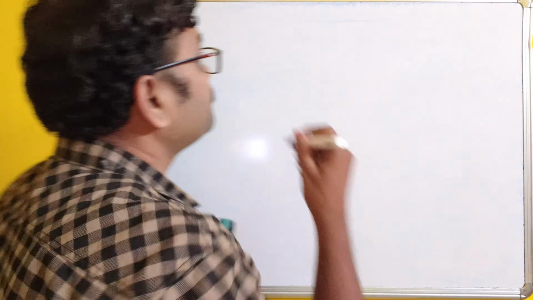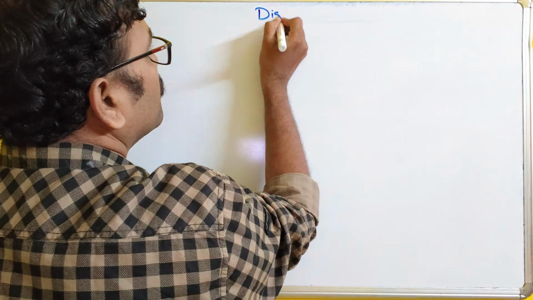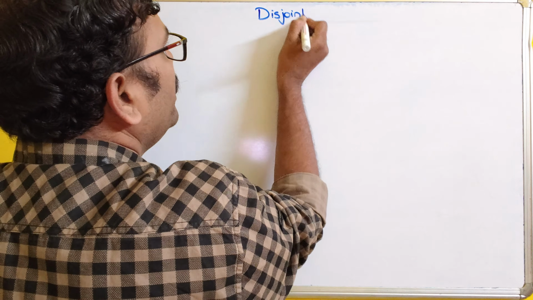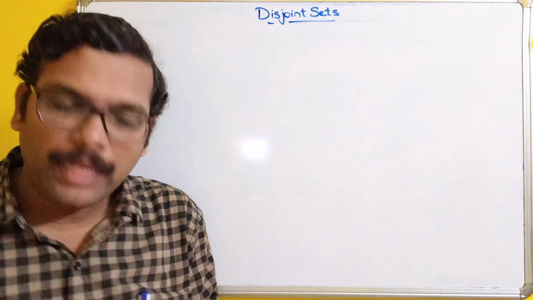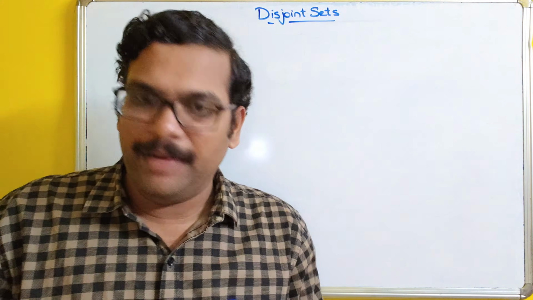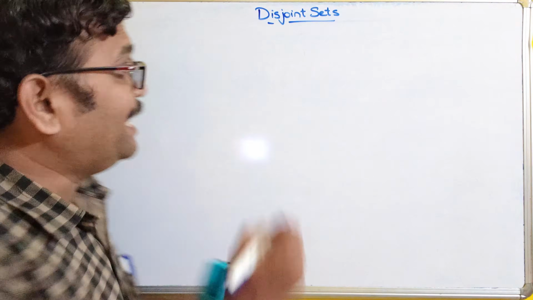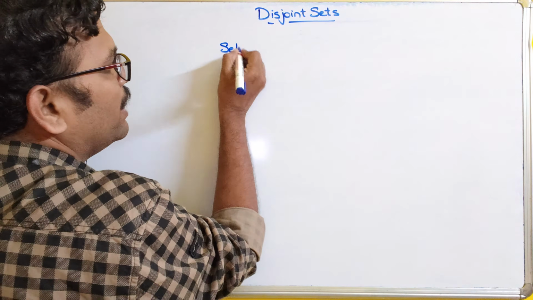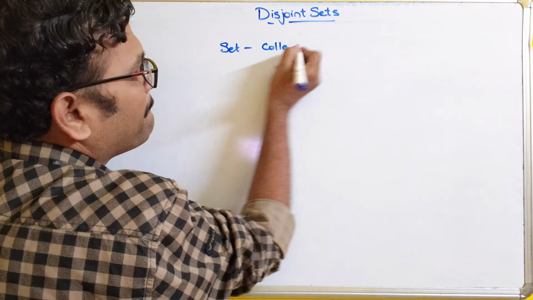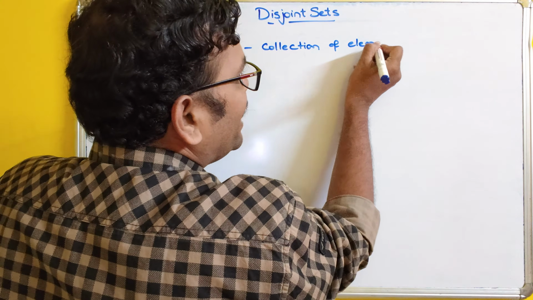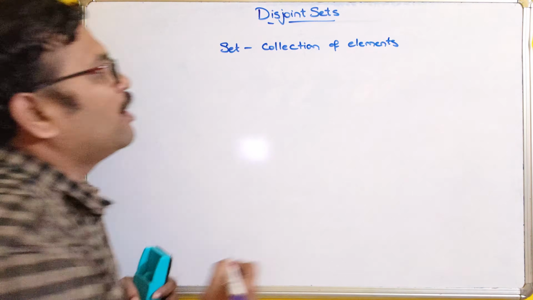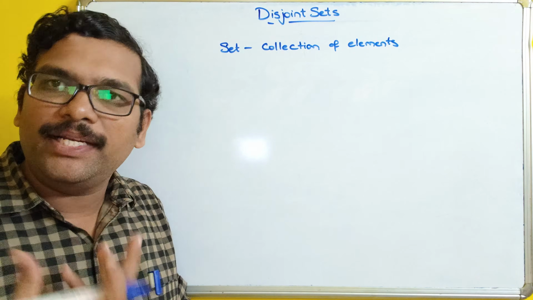So today we'll see one more concept in algorithms, that is disjoint sets. So we know that a set is a collection of elements, right? So a set is a collection of elements. So then what do we call a disjoint set?